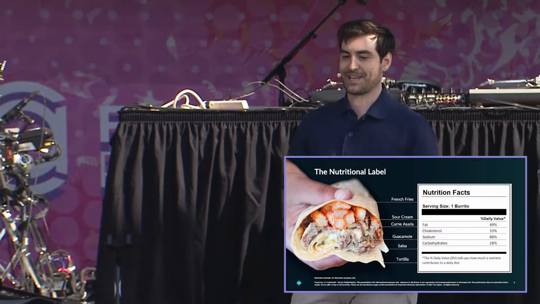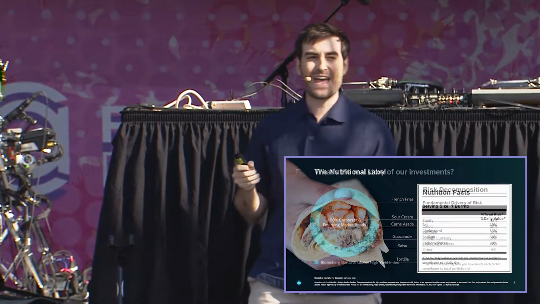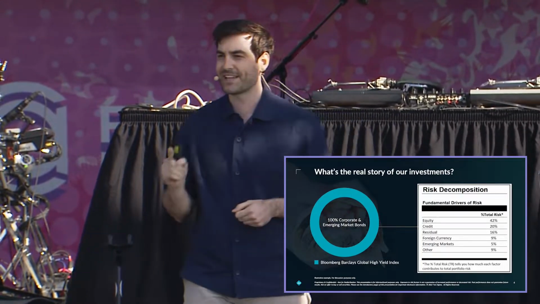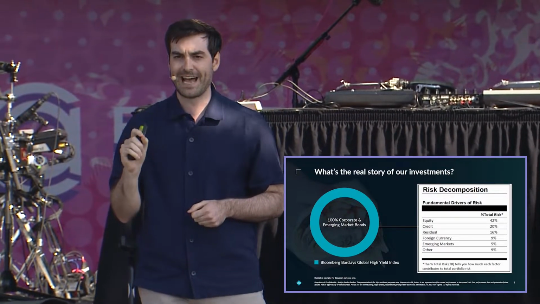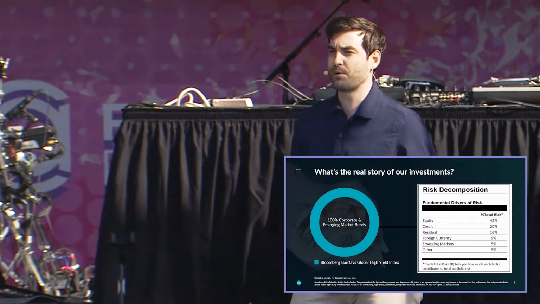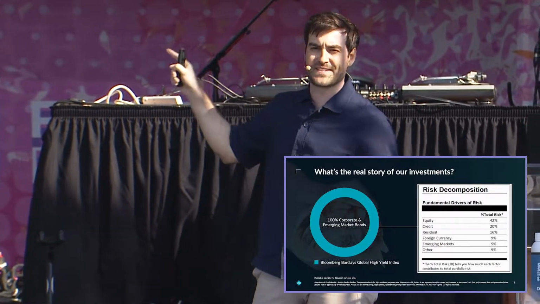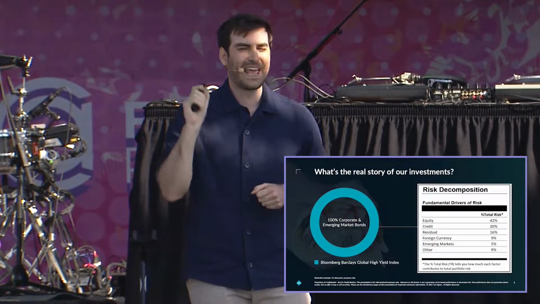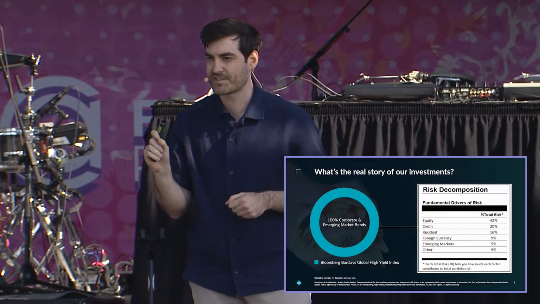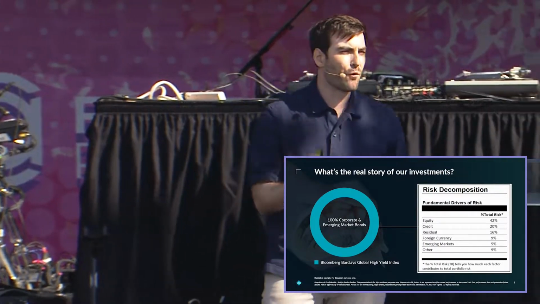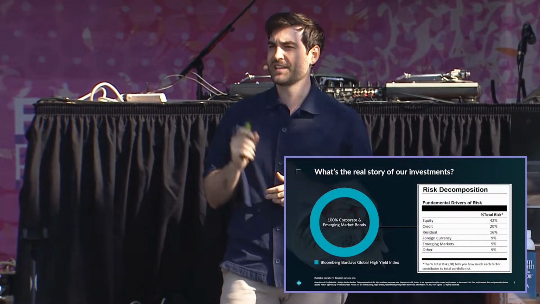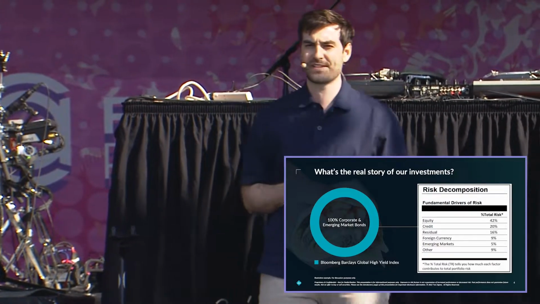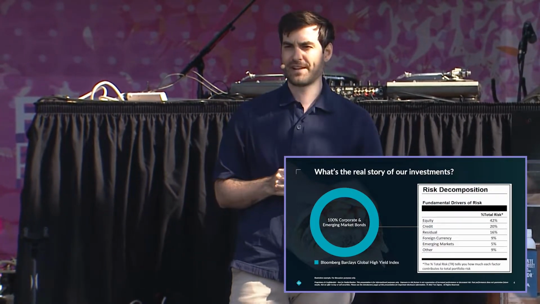So why am I talking about burritos? Well, at Venn, we believe in finding the nutritional labels for our investments using factor analysis. So take, for example, global high-yield fixed income. This is 100% corporate and emerging market bonds. But we find that 42% of its risk is represented by our equity factor, and only 20% of its risk is represented by our credit factor.